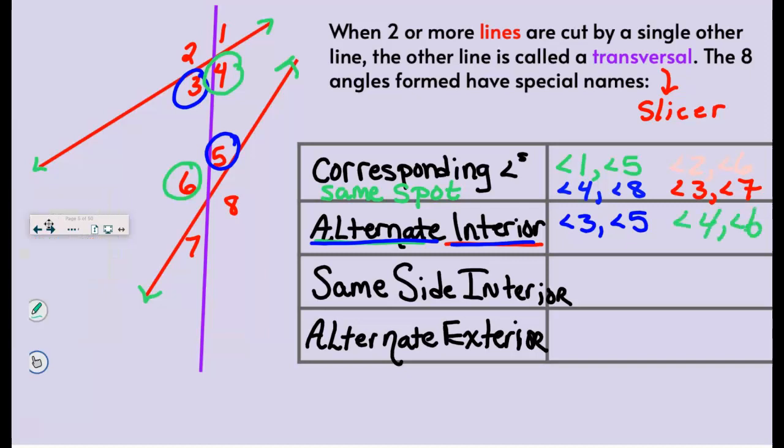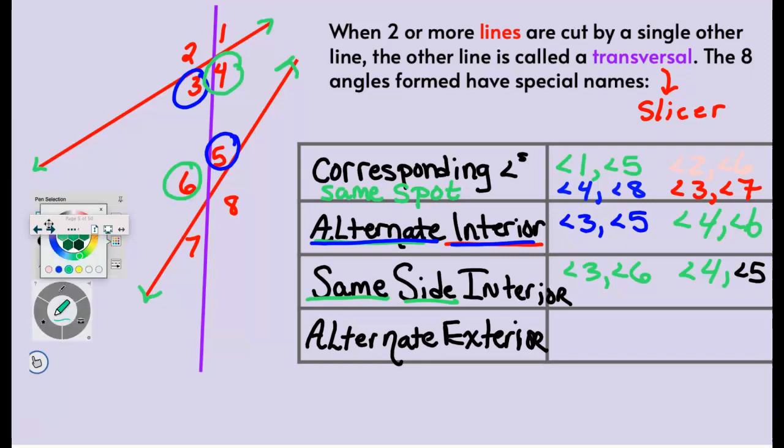Our next pair is called same side interior. I'm still working with those angles that are inside those 2 red lines, angles 3, 4, 5, and 6. But now I'm going to be on the same side of the transversal. So angle 3 and angle 6 are same side interior, and similarly angle 4 and angle 5. Not very exciting, it's just vocabulary.